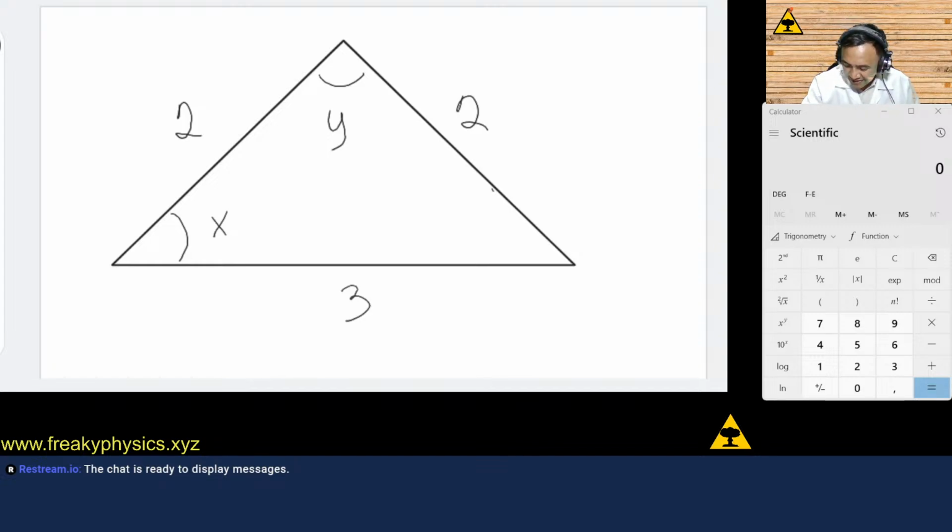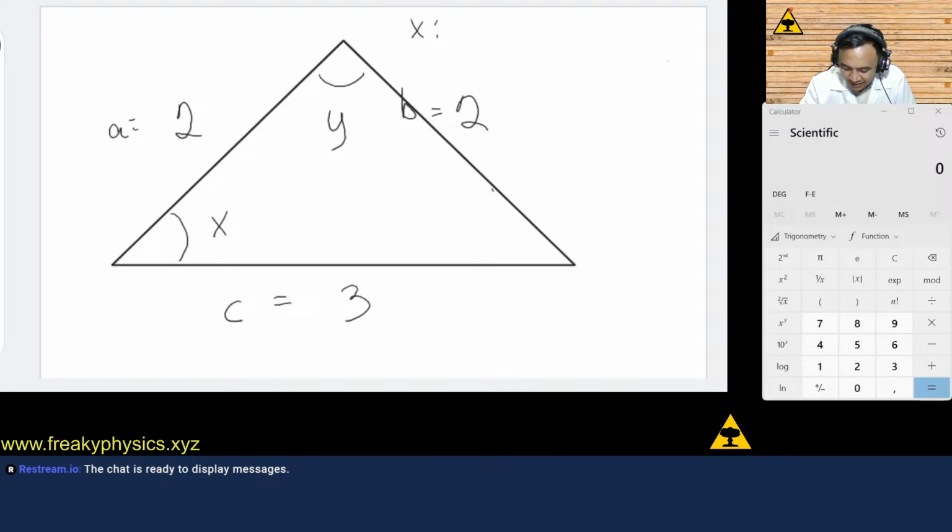So how can we find these angles? We can just use the law of cosines here, right? To find x, let's label this side as A, this as B, and this side as C.